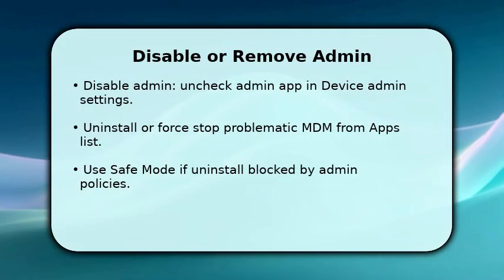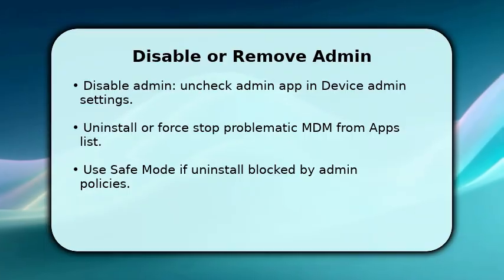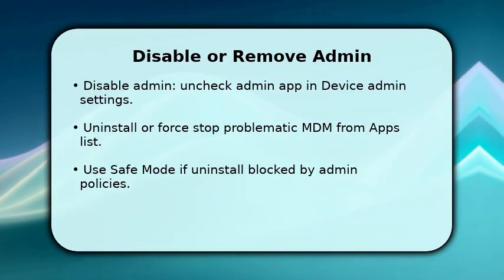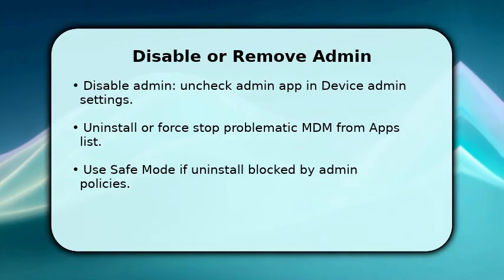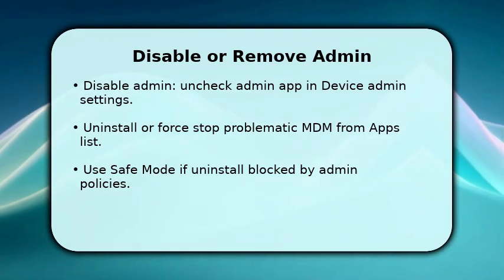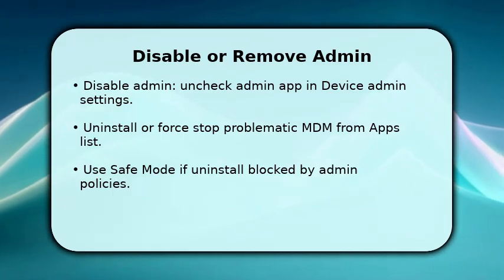Once you know the admin app, attempt to disable it in device admin settings by unchecking its permission. You'll be prompted for the device PIN or account password, so enter it. After deactivation, go to Apps, open the app, then uninstall or force stop and clear data to remove persistent rules.